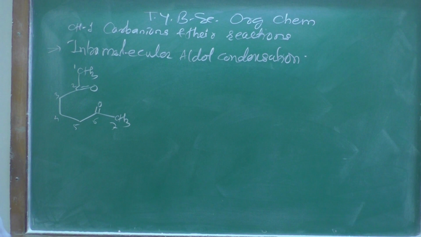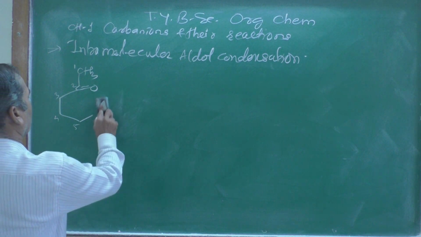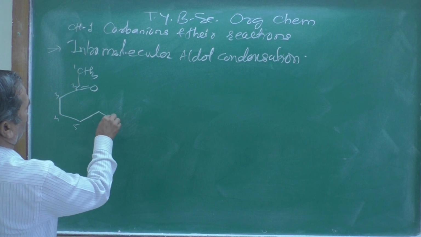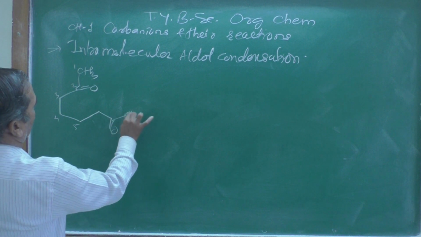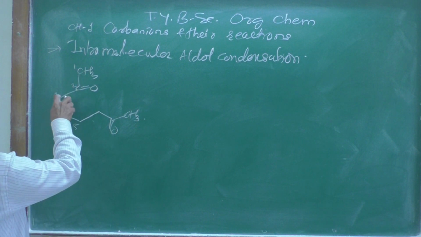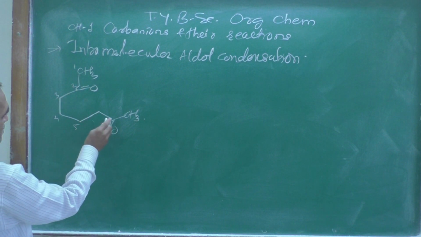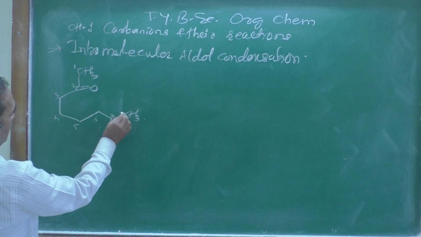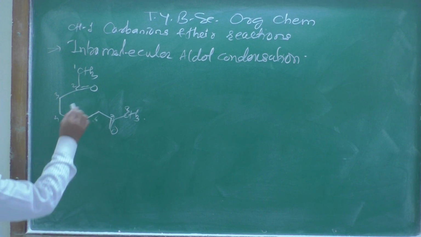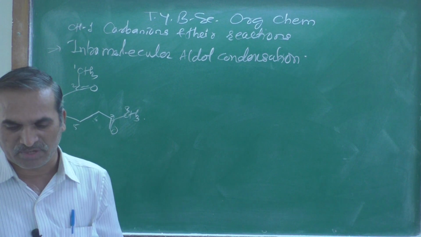Let us see again, let me add one more carbon atom over there. Here C double bond O and CH3, I am writing like this. Look here, carbon number 1, 2, 3, 4, 5, 6, 7 and 8. The carbonyl groups are present at the 2 and 7 positions.